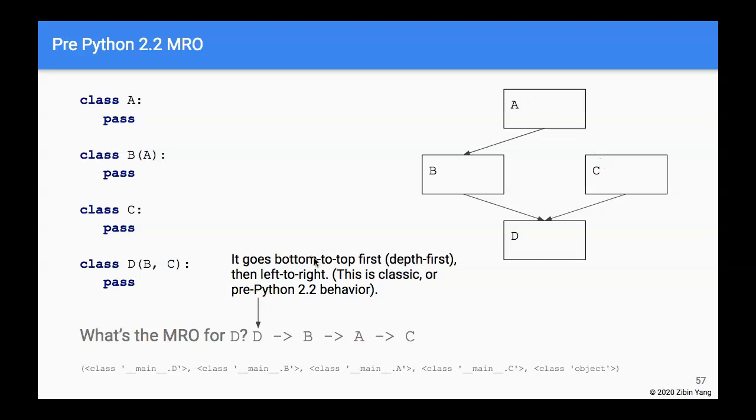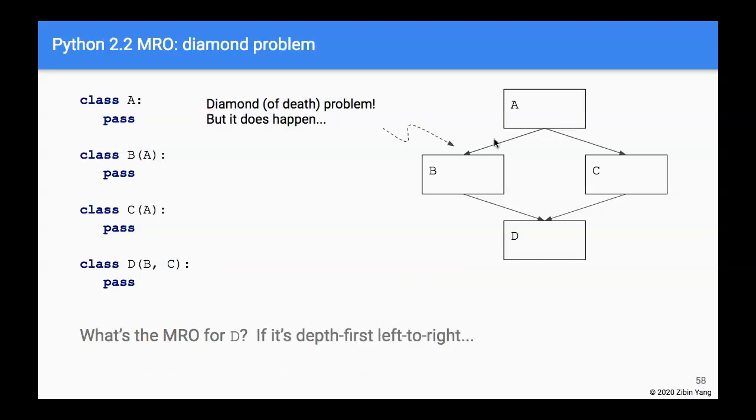So it goes from bottom to top all the way first, so depth first, and then it backtracks back down to D and then goes to C. This is what's called the classic MRO behavior, which exists in Python versions before Python 2.2. So this is pretty old. Now, finally, let's complete our diamond. In this case, what should the MRO for D be?